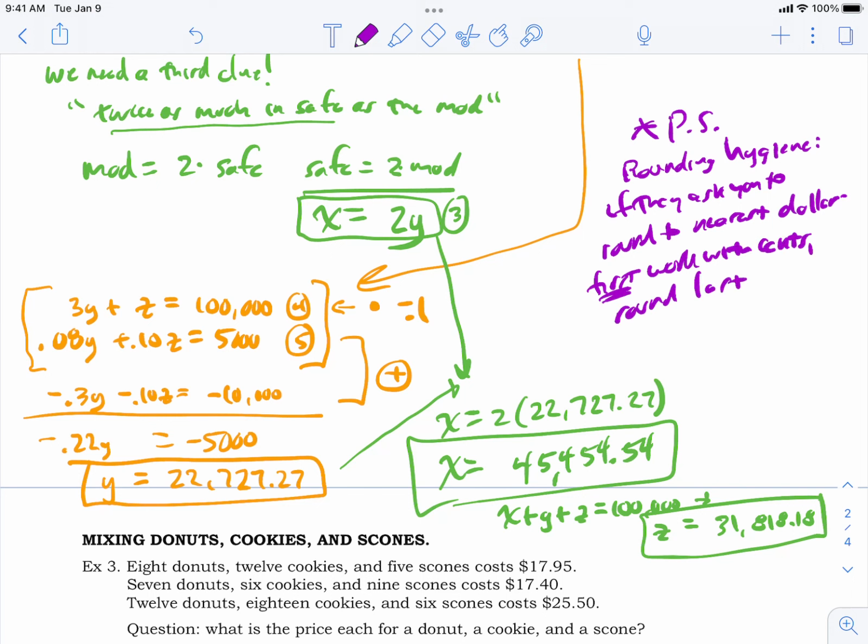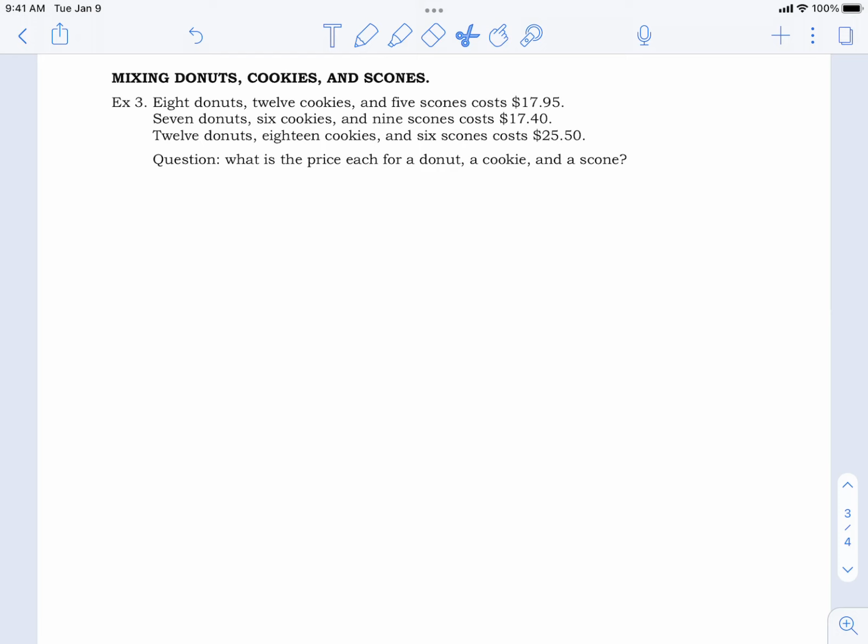Anyway, here's our third example. This one's a little different than what we've been doing. It might not look different, because what do we got? We got donuts, cookies, scones. We got counting how many. We got money. It's the same quantities that we're playing with again. Let's try making the same kind of table.